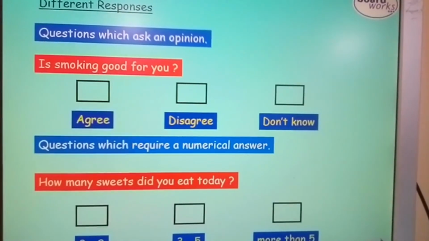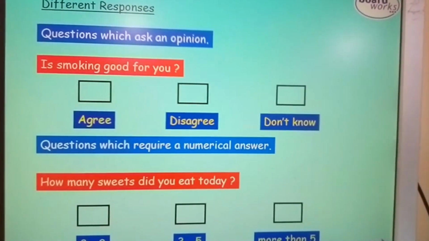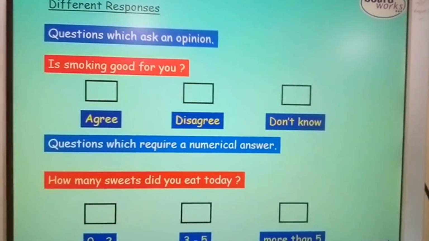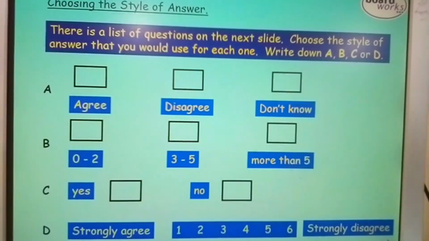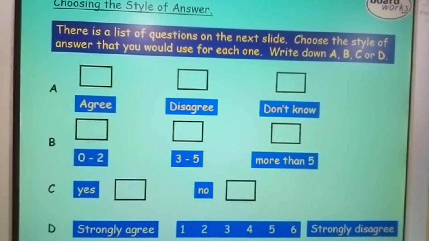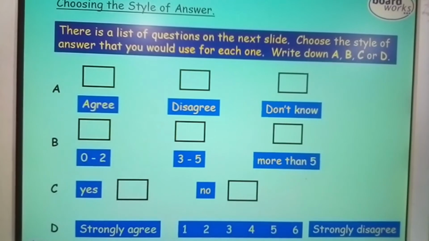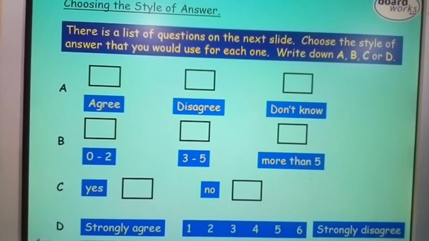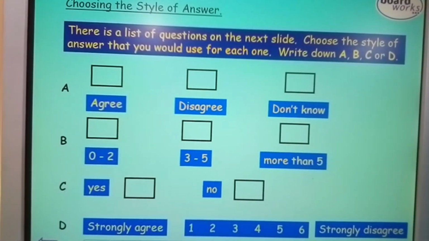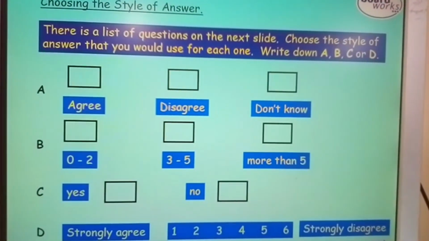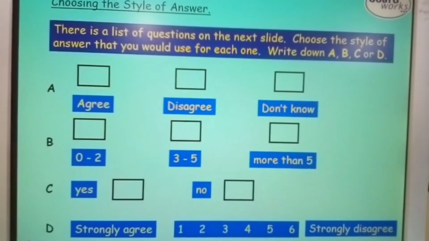Different responses. Questions which ask opinions. Is smoking good for you? How many sweets did you eat today? Choosing the style of answer. There is a list of questions under the text. Choose the style of answer that you would use for each one. Write down A, B, C, or D, etc. Now, do this for yourself. Let me just wait a little bit for you here.